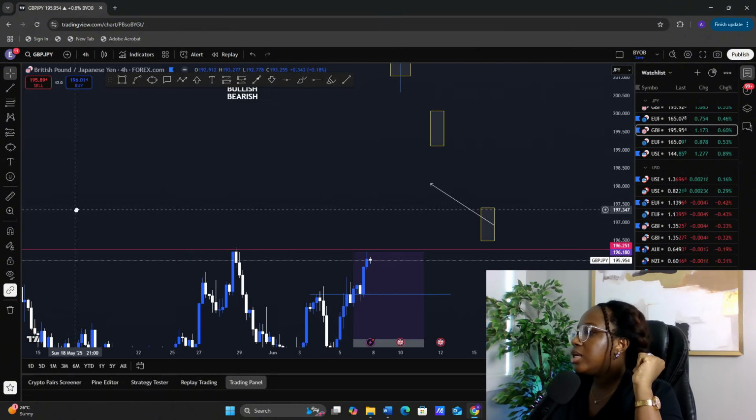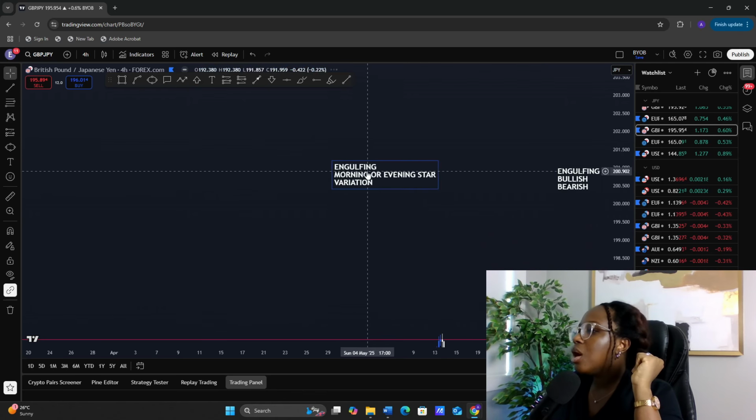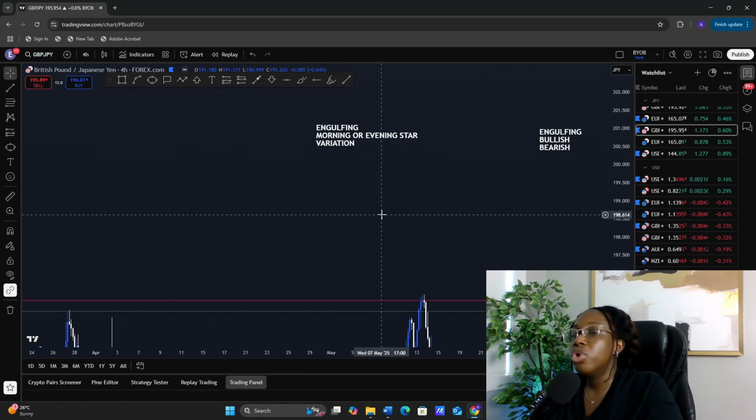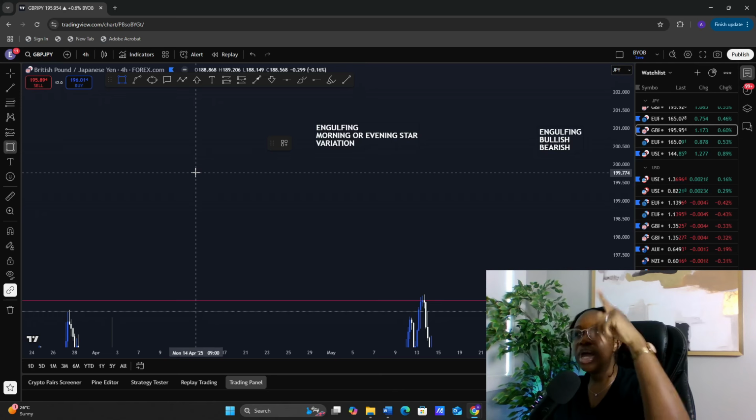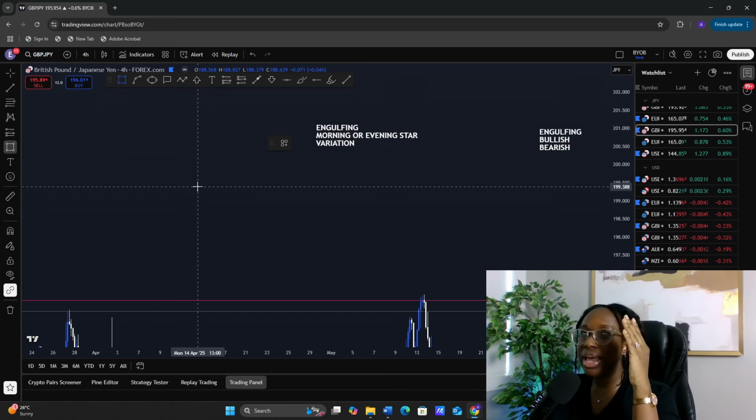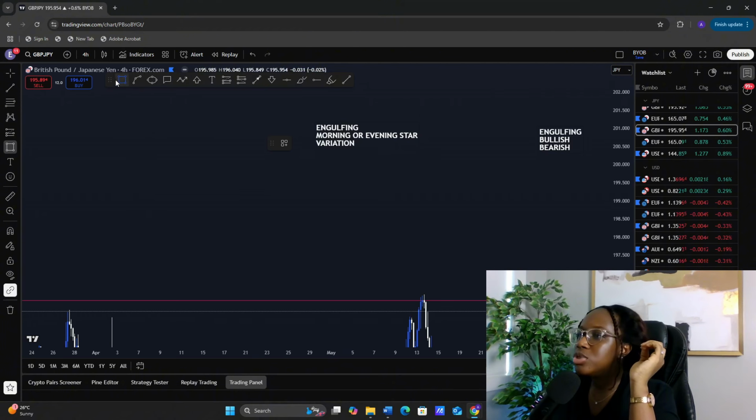The next one is morning star and evening star formation. Morning star and evening star formation would include three candles put together. Now the engulfing pattern I just showed you includes two candles, but morning star and evening star include three candles put together, and it usually would look like this. Morning star means it's going to the upside, and evening star means it's going to the downside. For morning star, think of a U, and for evening star, think of a lowercase n. So this is what it will look like.